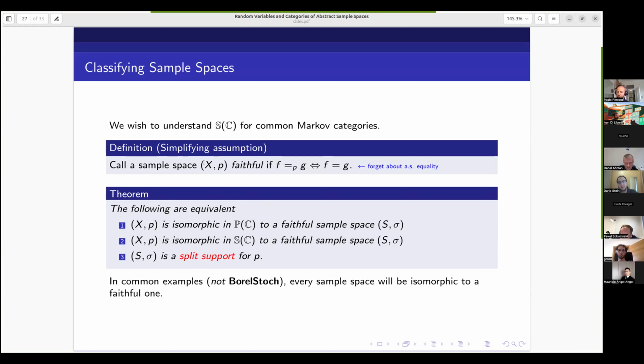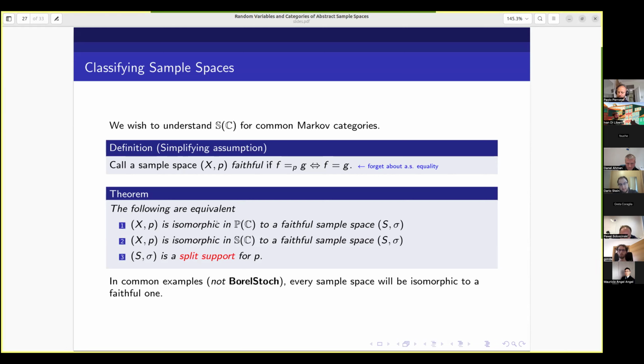So we can call the sample space X, P faithful if, with respect to P, almost sure equality is the same as actual equality. So morally, those are spaces that have full support. There's no extraneous stuff that isn't covered by the probability distribution. And this can be made precise as follows, and this is really nice. So the following are equivalent.